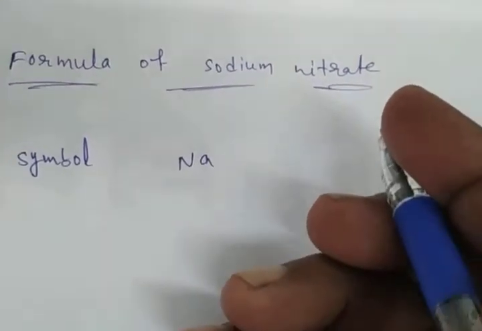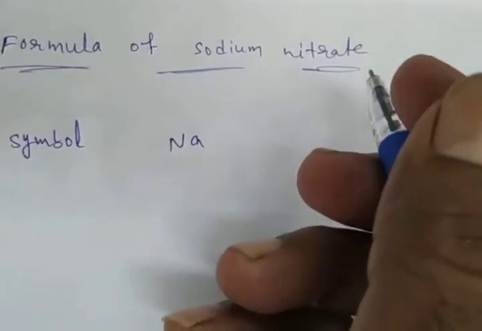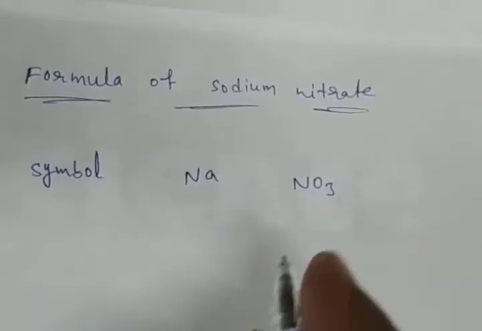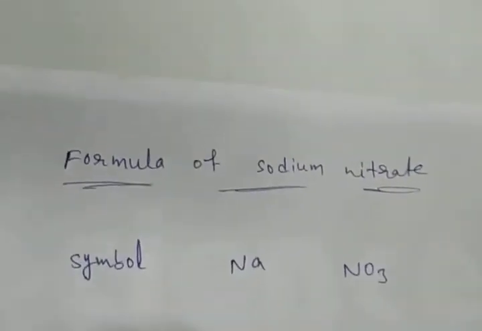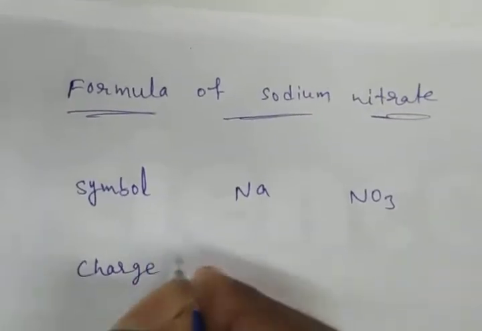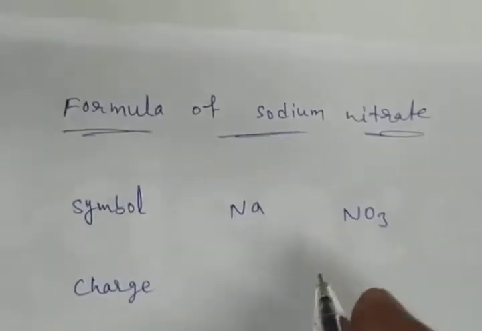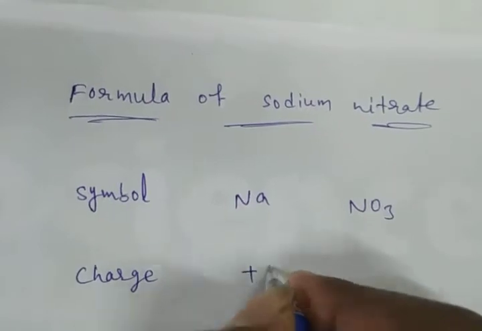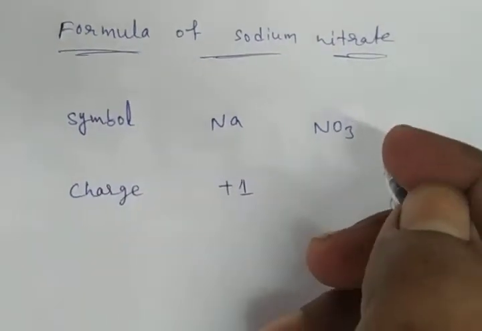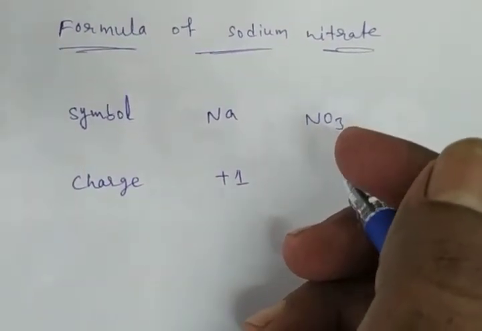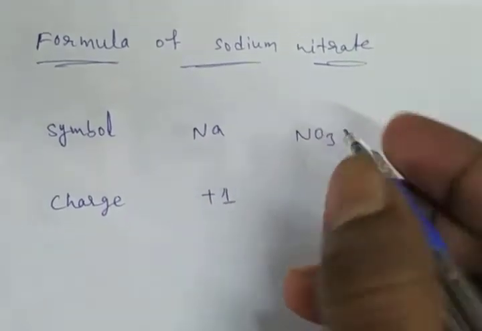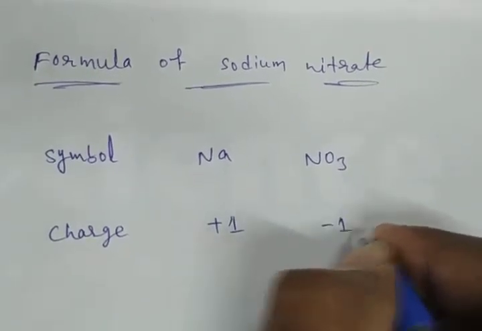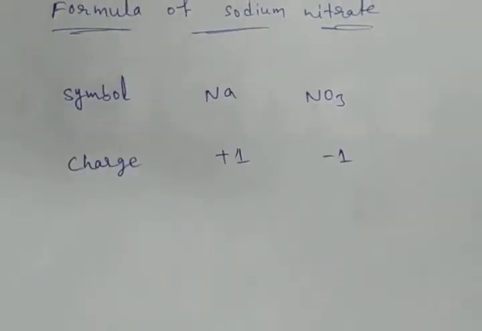Once you check the table, in the nitrate, NO3 minus is there. So NO3 means nitrate. Next we have to write the charge. Sodium charge, once you check, is +1. Hydrogen also +1, sodium also +1. Potassium also +1. And NO3 is -1. Sodium is +1, NO3 is -1.